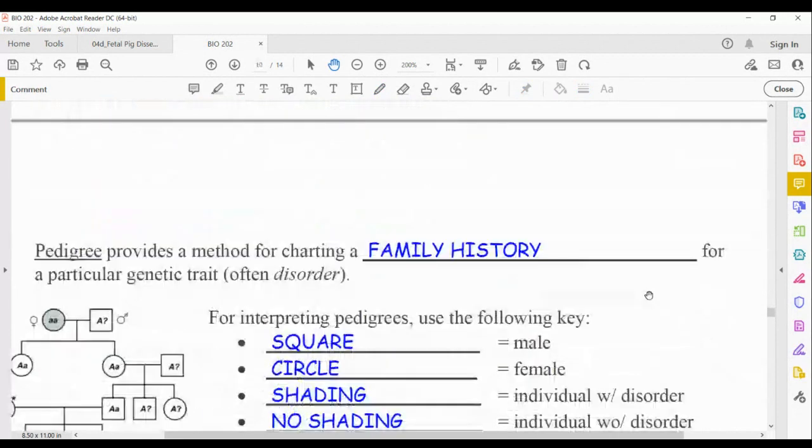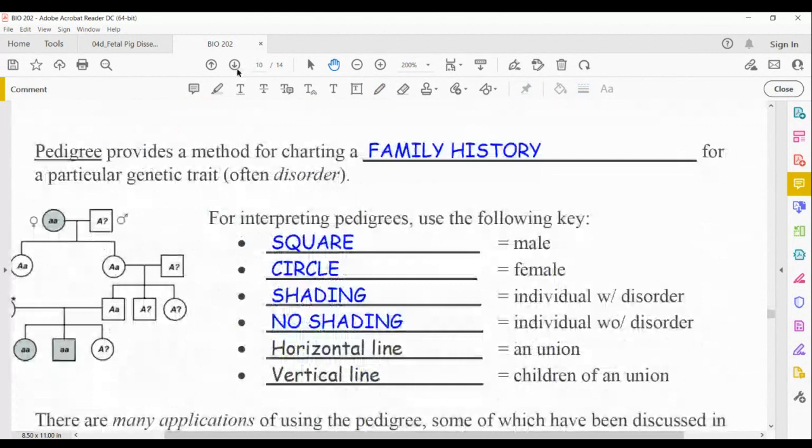Let's have a look at a little bit of pedigrees. This was another tool that I introduced to you. What we do with pedigrees, we use them for mapping family histories. It's like a family tree, but usually when we're trying to figure out certain disorders, for example, how likely it is that a child will end up with a disorder.